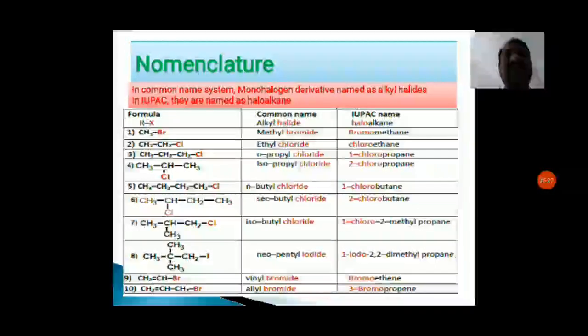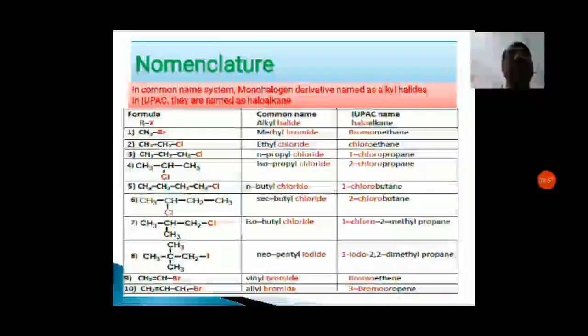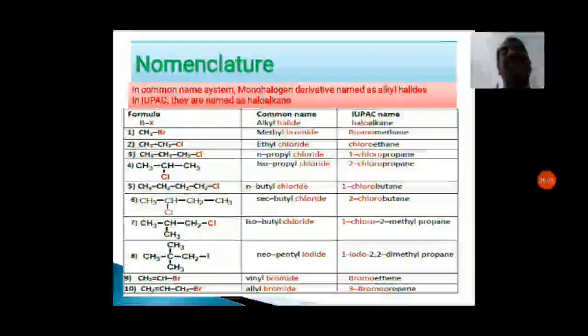Now nomenclature. In the common system, monohalogen derivatives are called alkyl halides. Whatever the alkyl group is, its name may be ethyl, methyl, butyl etc., and whatever the halogen is, if it is chlorine then it is chloride, if it is bromine then it is bromide, if it is iodine then it is iodide etc. So in the common system monohalogen derivatives are named as alkyl halides, but in the IUPAC system they are named as haloalkanes. Let us take examples of this.